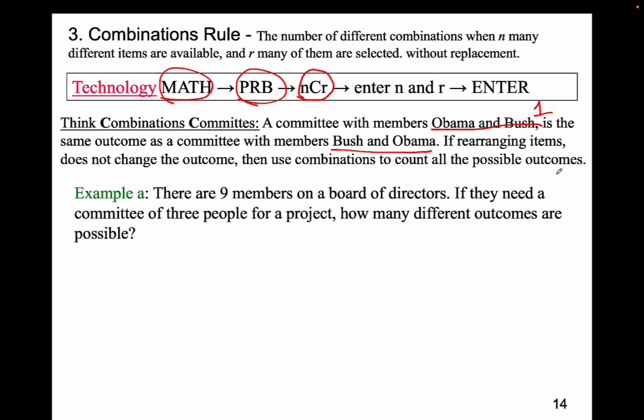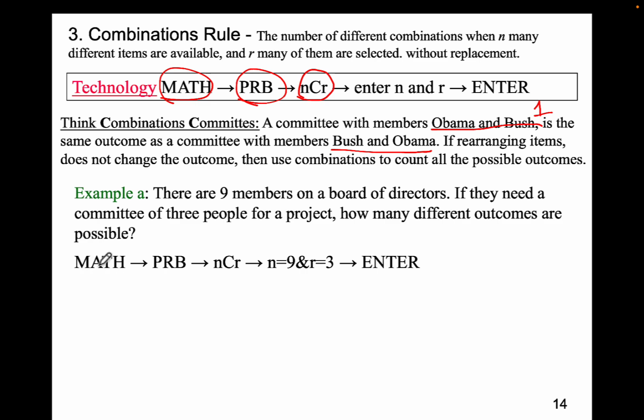Example, there are 9 members on a board of directors. If they need a committee of 3 people for a project, how many different outcomes are possible? So here we want to recognize, okay, this isn't permutations. They're not selecting president, secretary, treasurer, whatever it was on the last slide. They just need a committee of 3 people.